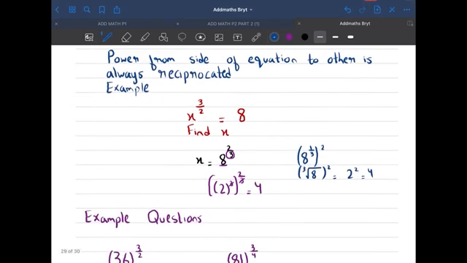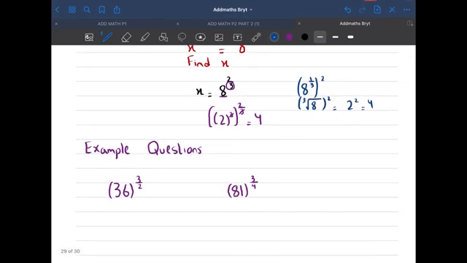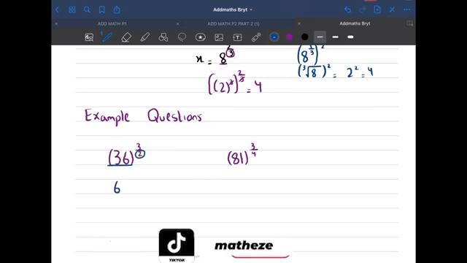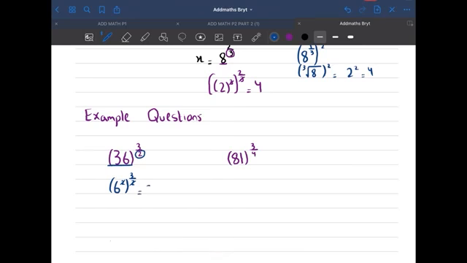Let's do two more examples of this. The question is this: 36 power 3 upon 2. What's written in the denominator? 2. So you need to convert 36 into any number power 2. Can I write like this: (6 square) power 3 upon 2? Now 2 and 2 is cancelled out. What's 6 cube? 216. What's the other way to solve this?